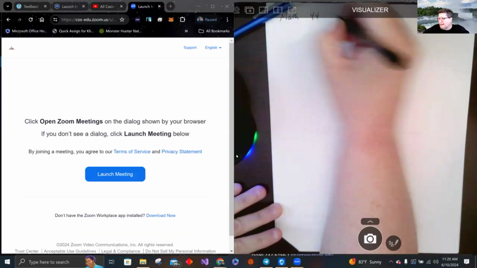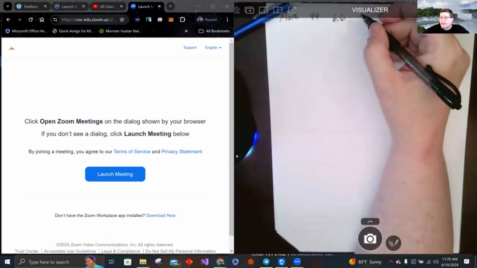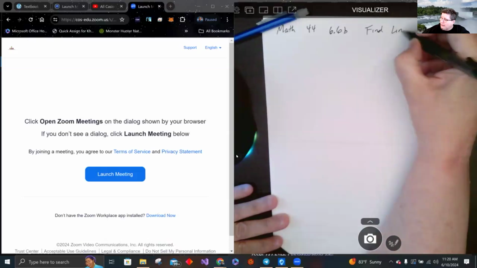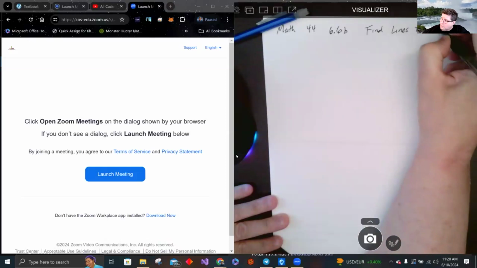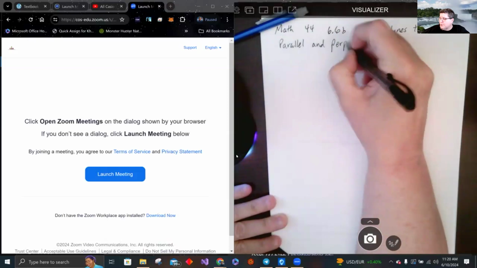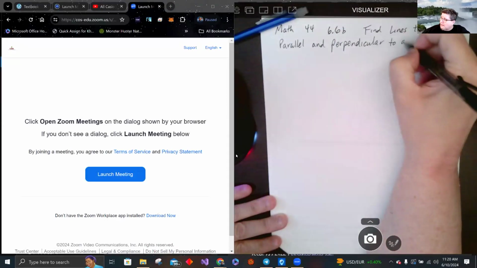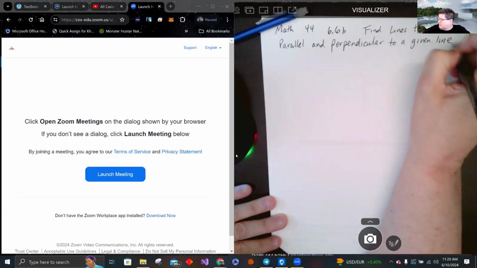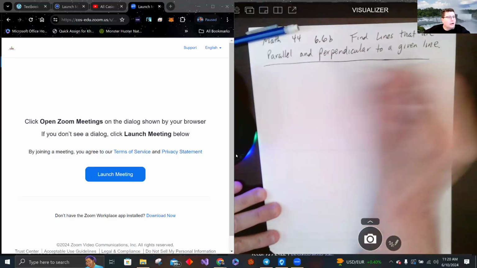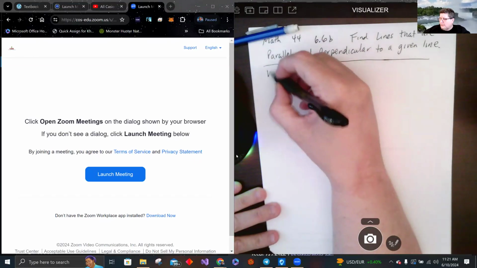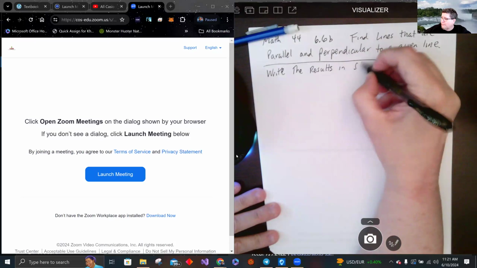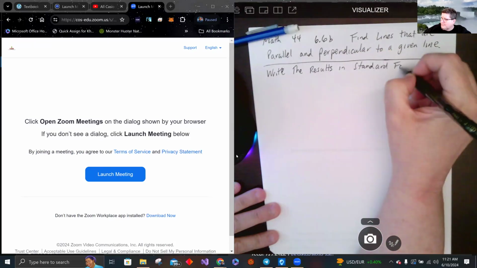We just got done looking at seeing if two lines were parallel, perpendicular, or neither. Now we're going to find lines that are parallel and perpendicular to a given line. Write the results in standard form. This is good algebra practice, manipulation and stuff.